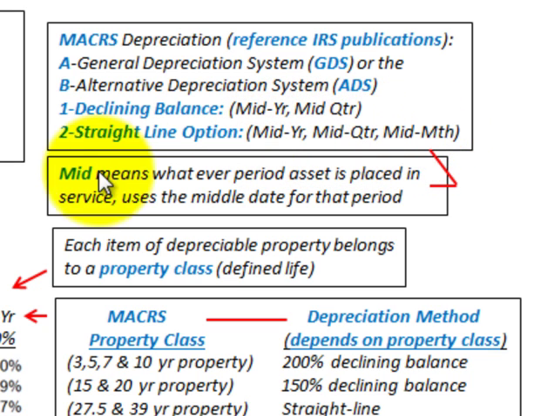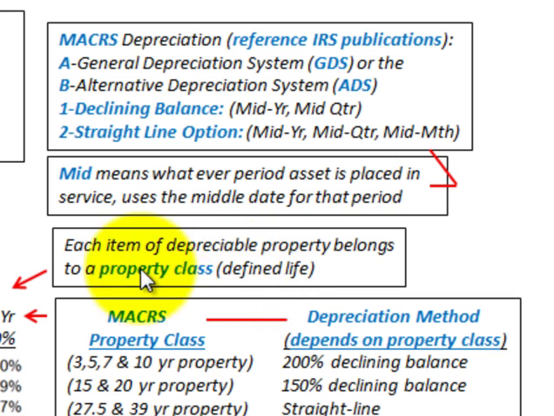And what do we mean by mid here? Mid means whatever period the asset is placed into service, you use the middle date for that period. For example, if we're looking at mid-quarter, we'd have to identify which quarter. Say it was the 4th quarter, so we would have October, November, December. By mid-quarter we'd be using the middle of the quarter, or November 15th, as our depreciation date.